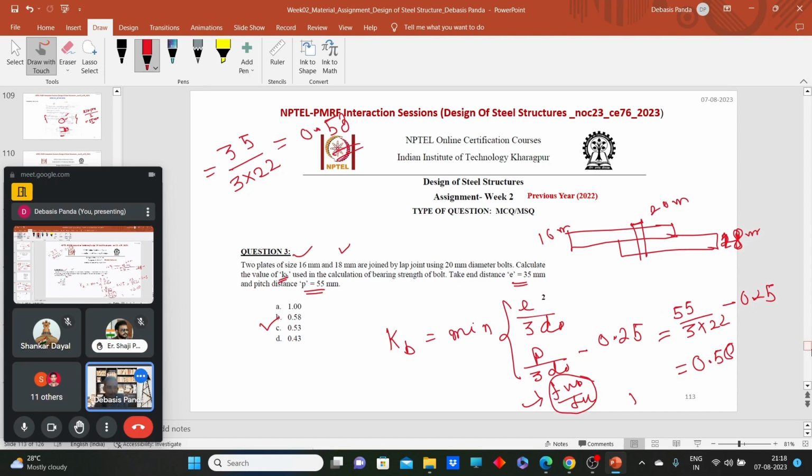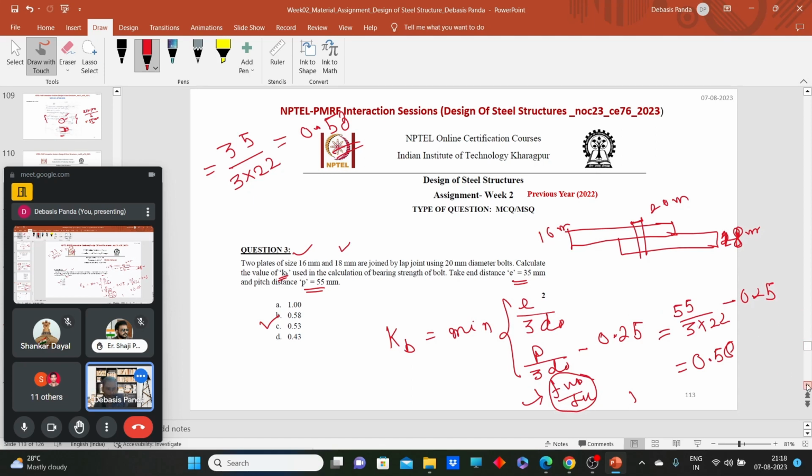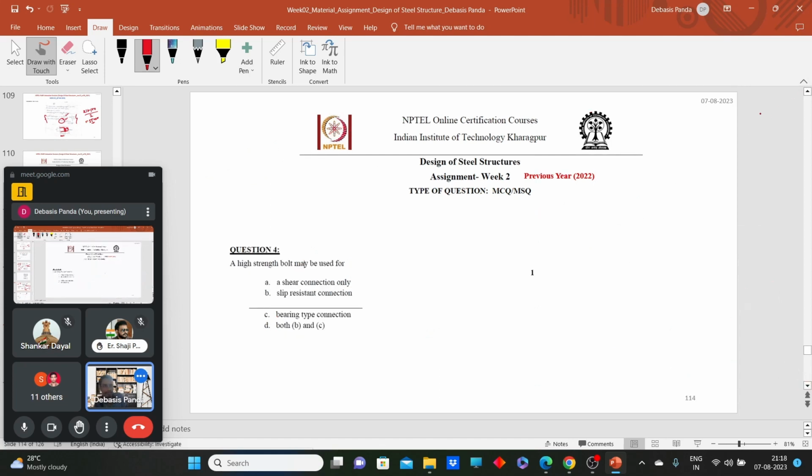Okay. Now move to the next question. A high strength bolt may be used for, tell me. I have explained the high strength bolt. Now tell me, high strength bolt may be used for slip resistance connection and bearing type of connection. Fine, slip, you know, slip will occur. So both B and C.